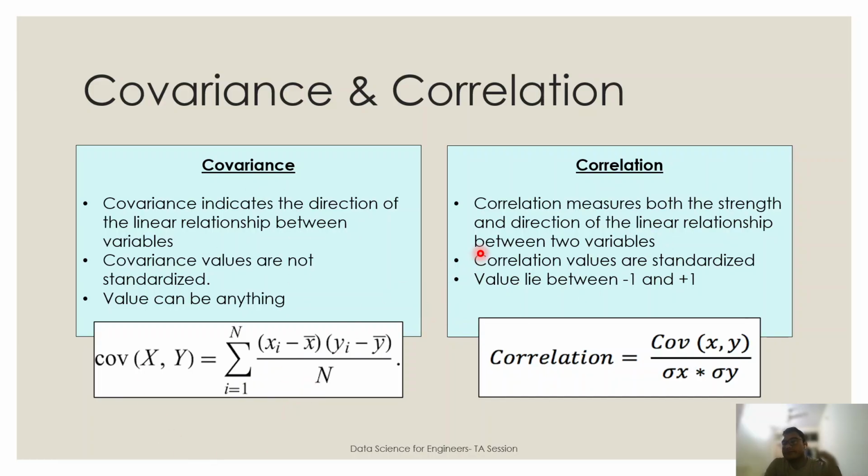Now, what makes it different from correlation? Correlation measures the strength and direction of the linear relationship between two variables. Here two things are coming. First, it gives the direction, which is already the job done by covariance, and it also gives you the strength, how strong the relationship is. Someone will tell you the relationship is positive, but how strongly positive, meaning how much an increase in salary increases expenditure.